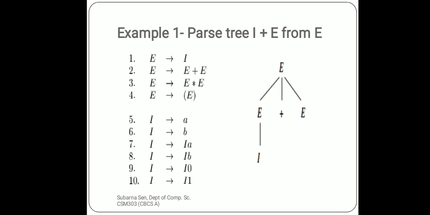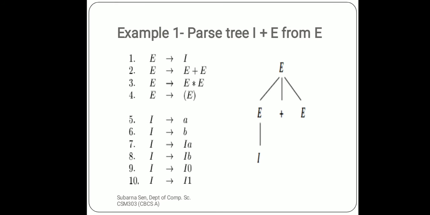This is the example. It is defining one expression. Here from expression E, or say from variable E, we can move to I, or from E we can even move to E plus E. And these are the rules given, these are the production rules available. So one of the possible parse trees, if we want to derive I plus E from this grammar given, we can move like this. From E we can move to E plus E using rule 2, and again E can derive I using rule 1. It is very easily understandable.